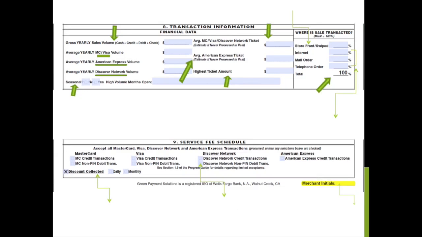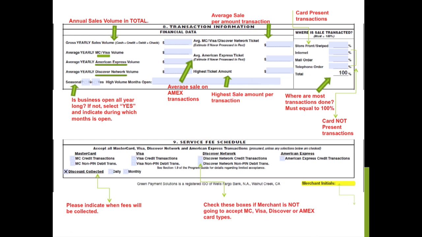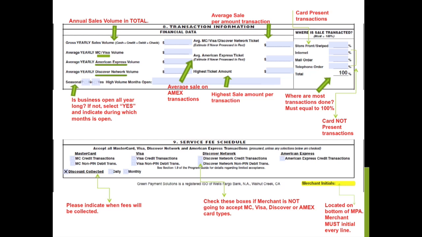We are on the bottom sections of page 2, number 8, transaction information. Here, we would like to know the financial data of this particular merchant. Number 1 is gross yearly sales volume, which includes cash, credit cards, debit cards, and checks. Here, we would like to have the year's total sales volume. And number 2, we have average yearly MasterCard/Visa volume. Here, we would only like to know the total volume of MasterCard and Visa sales.